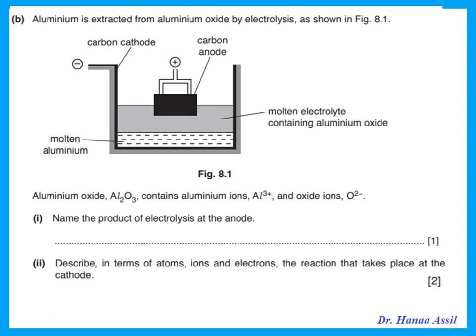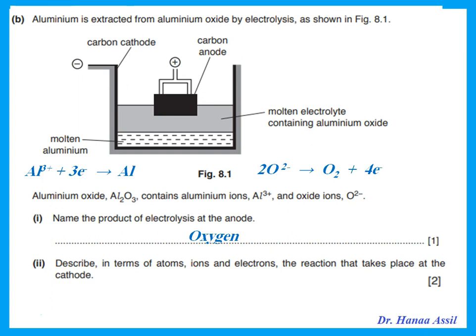Aluminium is extracted from aluminium oxide by electrolysis. Aluminium oxide contains aluminium ions and oxide ions. Name the product of electrolysis at the anode. You remember that the anode is the positive electrode. Which of these will go to the positive? It is the oxide ion. The oxide ion goes to the positive and reacts to form what? To form oxygen gas. So the aluminium is collected at the negative cathode, and the oxygen gas is the one that is formed at the positive anode.